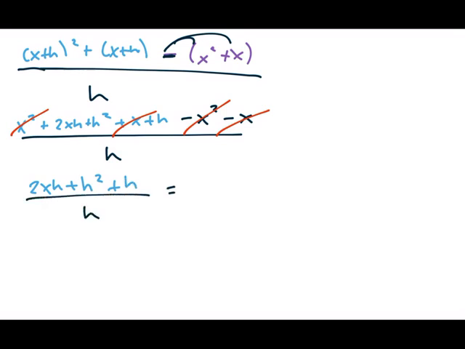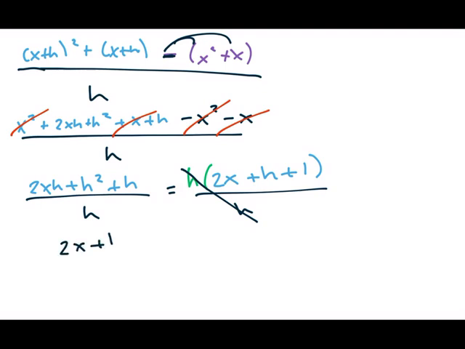I want you to notice that we actually have a greatest common factor here, and that greatest common factor is h. Let's factor that out. That leaves us with 2x plus h plus 1. And then all of this is still over h, which I can now divide out. h divided by h is 1. So the difference quotient would leave us with this expression here.